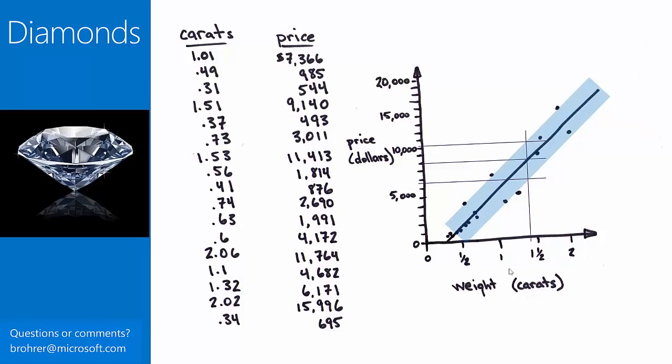And then imagine if you had, instead of 15 diamonds, you had 15 million. Then you really want to have a computer involved. Otherwise, it's going to take you a very long time to compute it. But the basic ideas are simple enough that you can do them with pen and paper.